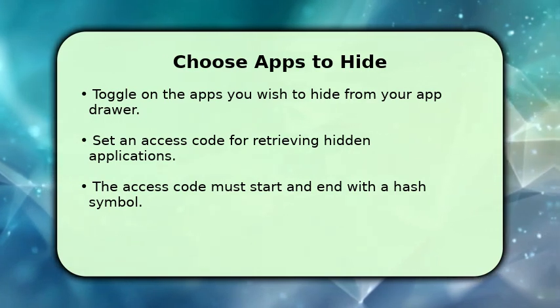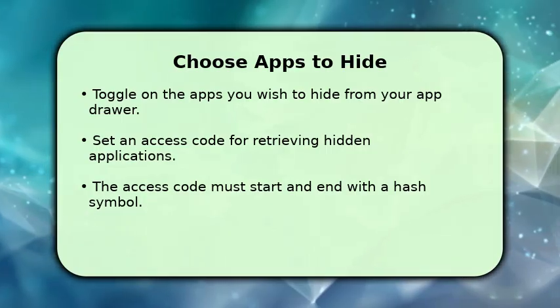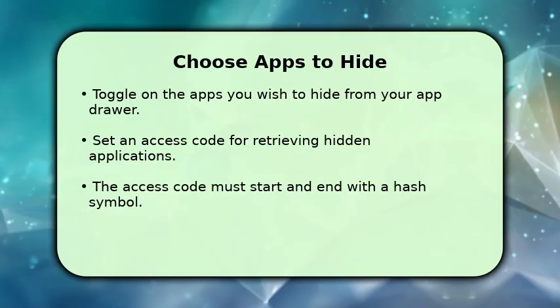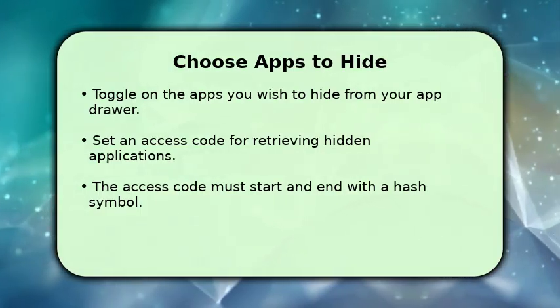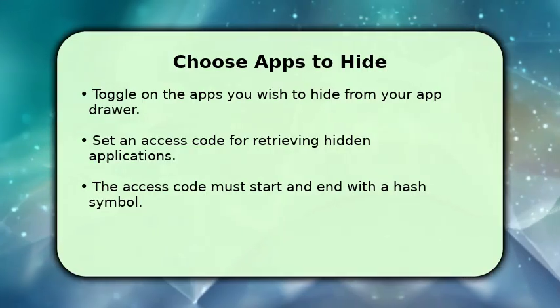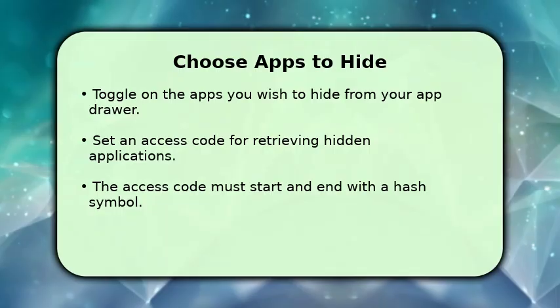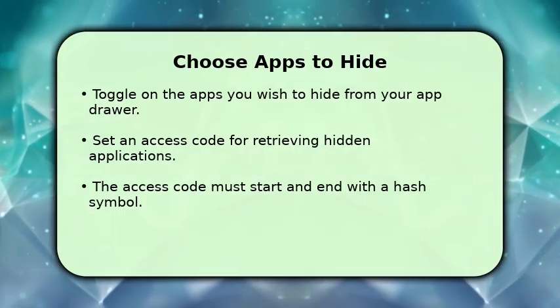Now that your privacy password is set, you can select the applications you wish to hide. Simply toggle on the switch next to each app you want to make invisible from your home screen and app drawer. After selecting your apps, you'll need to set an access code. This code is essential for retrieving your hidden applications later. Remember, the access code must begin and end with a hash symbol, like hash 12,345 hash, and can be between 1 and 16 digits long.